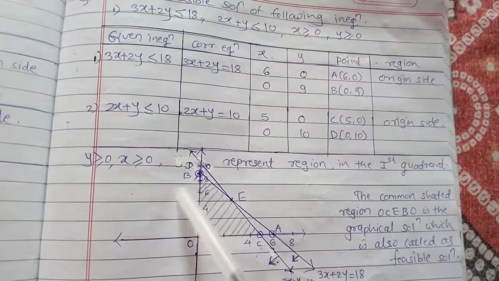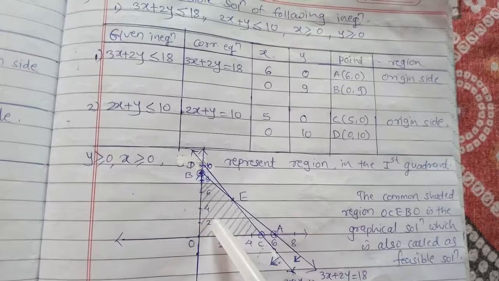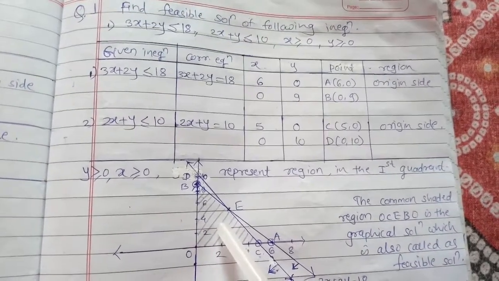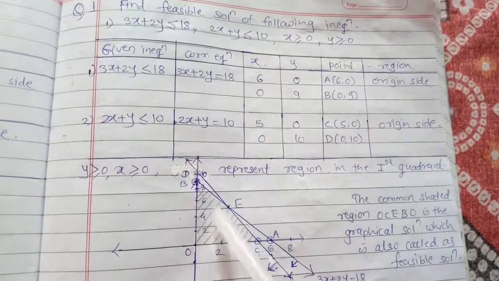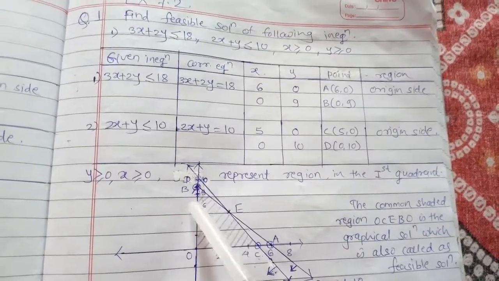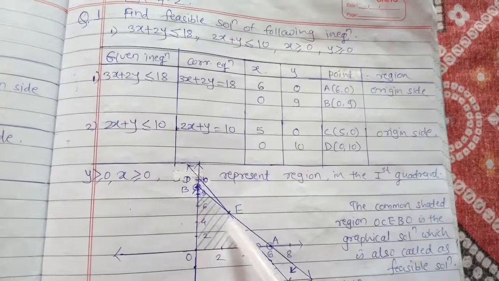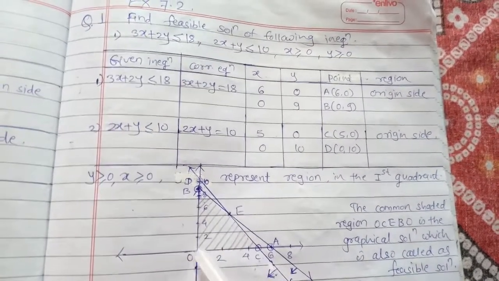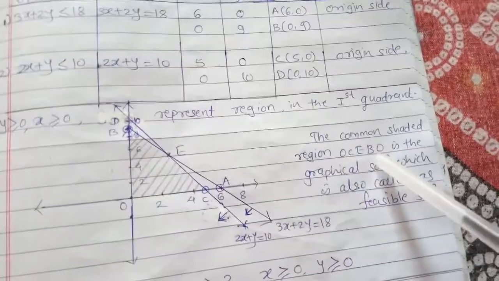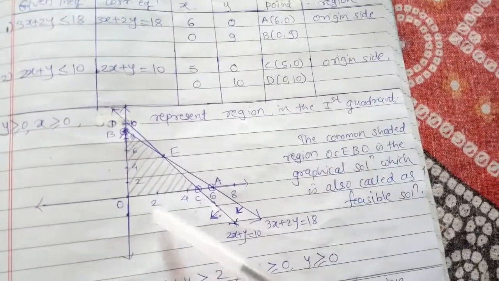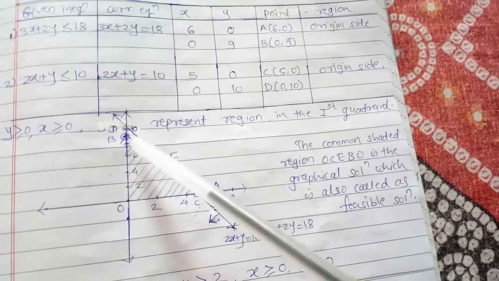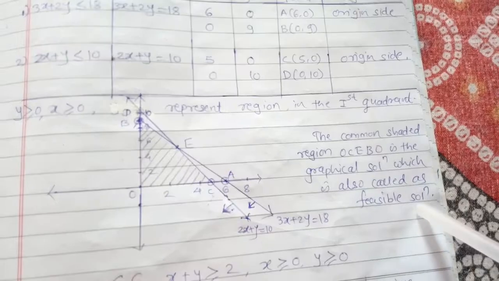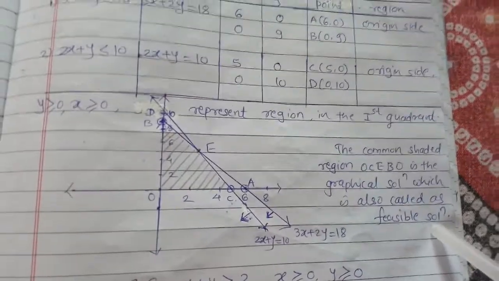So this total bounded part, or this common shaded region, is called the graphical solution of these inequations, or it is also called a feasible solution. So we have to start drawing the lines from this B, including this E, and up to this C. So this is the common shaded region, starting from O, C, E, B, and again O, which is called the graphical solution, or also called a feasible solution. So this is the answer.